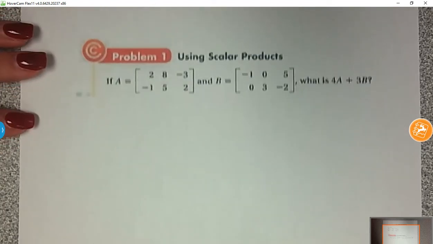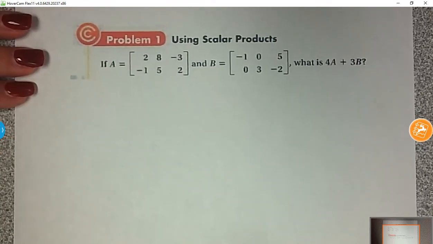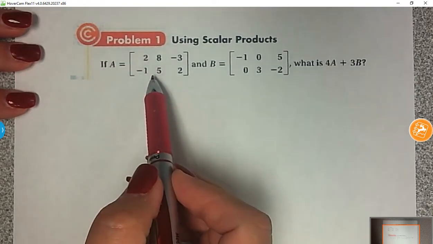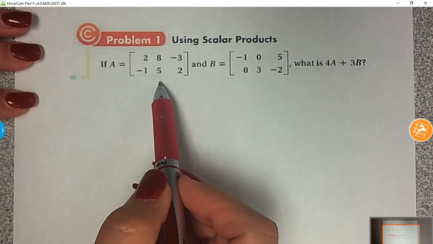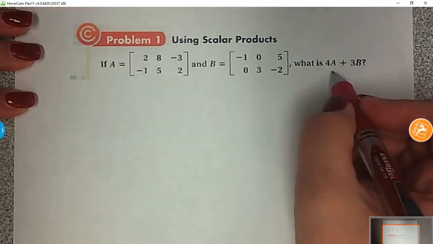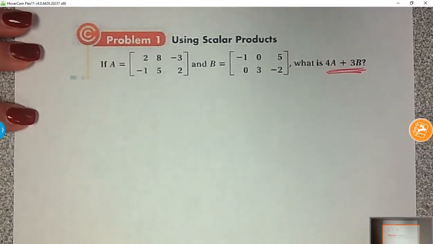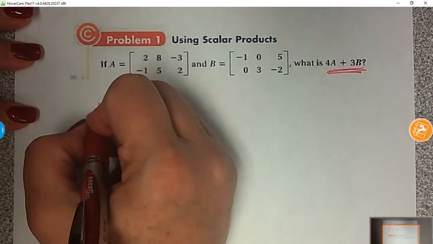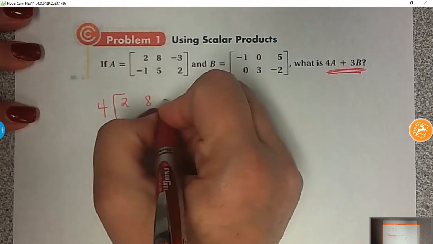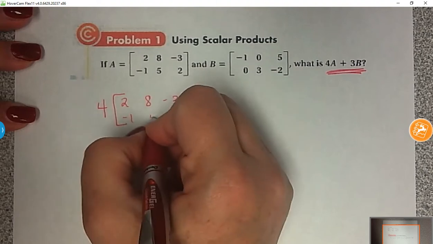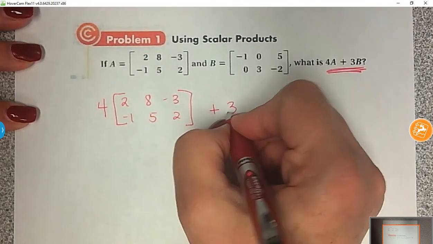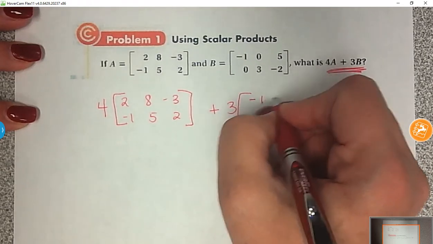So now, moving on down here, problem number 1. It says using scalar products. So here is matrix A. It is a 2 by 3. Matrix B is also a 2 by 3. And they want me to find 4A plus 3B. So what we're going to do is multiply 4 times matrix A and then add to that 3 times matrix B.